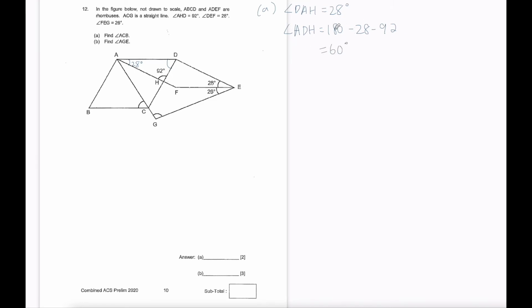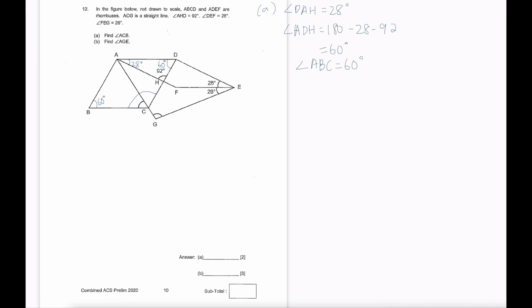Okay, and then, since ADH is 60 degrees, remember the angles opposite in the rhombus are the same, so this will also be 60 degrees. Okay, so angle ABC is 60 degrees. And then, since this is 60 and this is 60, can we find out what's the angle? Can we find out what's this angle?